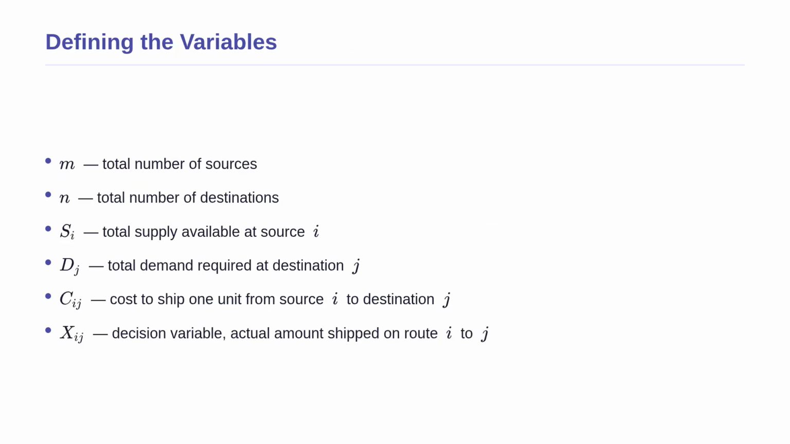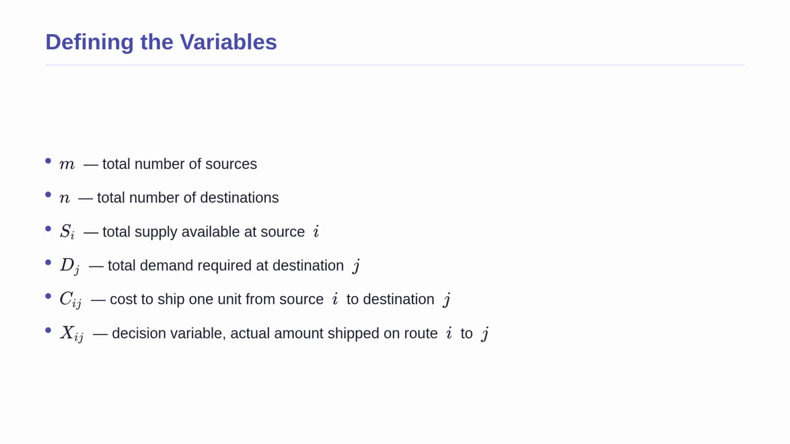Now that we understand the overall goal, we must translate this real-world scenario into strict equations. We start by defining our variables, which are the unknown numbers we want to find. Let m represent the total number of sources and let n represent the total number of destinations. We use S sub i to represent the total supply available at a specific source and D sub j for the demand required at a specific destination.